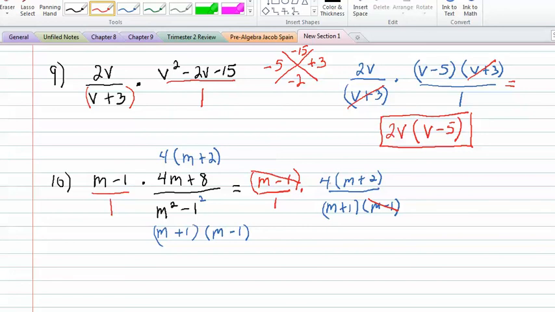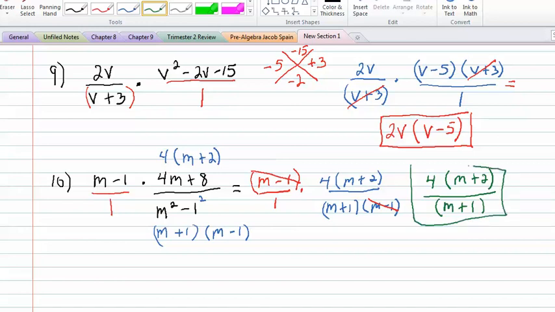I have an m plus 2 and an m plus 1. Those don't cancel. So what do I have left at the top? I have my 4, parentheses m plus 2, all over m plus 1. And if you want, you can put that in parentheses too. And that's my final answer for number 10.